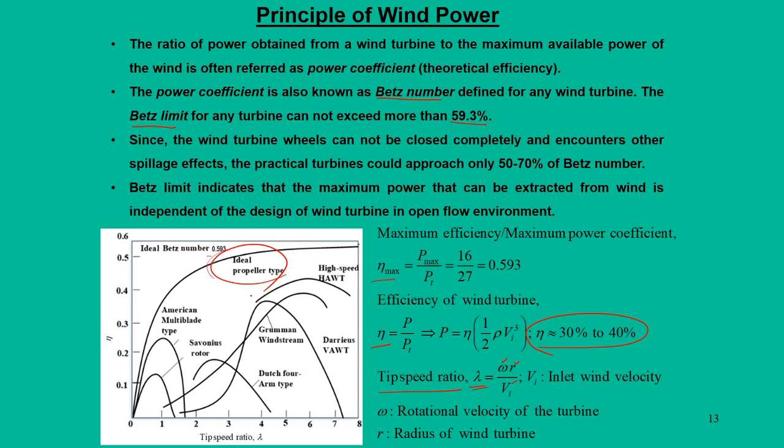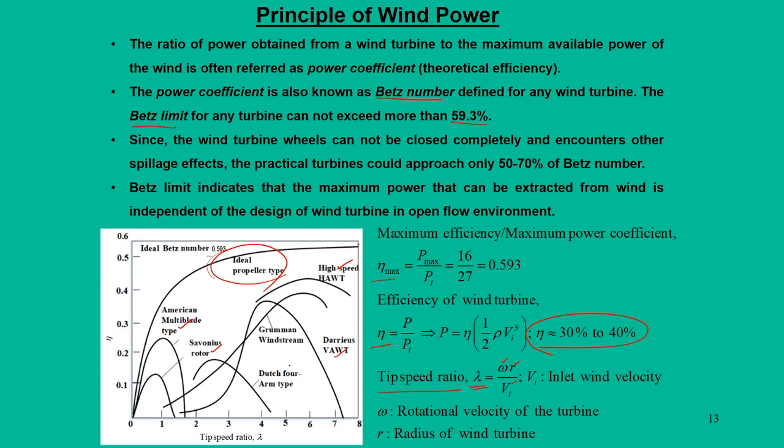Now, any other realistic turbine that we operate in particular locations is classified as a horizontal axis turbine, HAWT, or vertical axis turbine, and any kind of rotors, such as the savonius rotor, and we can have multi-blade type rotors.